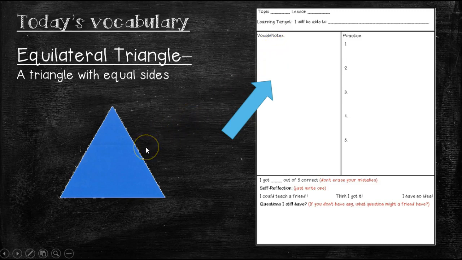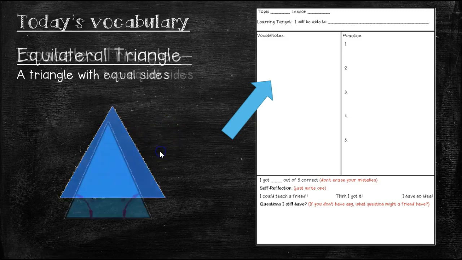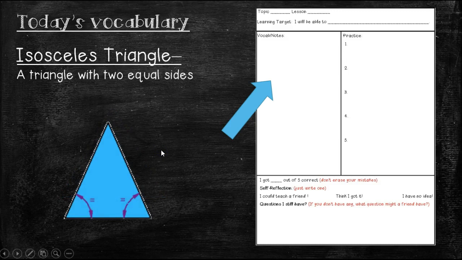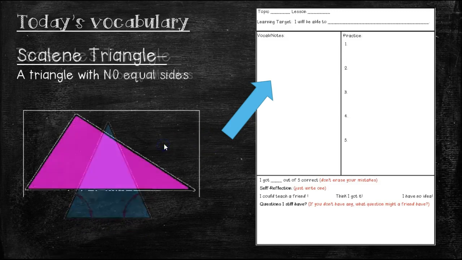Our first one is an equilateral triangle. That is a triangle with equal sides. Looks similar to this one. Our next one is an isosceles triangle. That is a triangle with two equal sides. So here we know this side and this side are equal, but this third side is not.